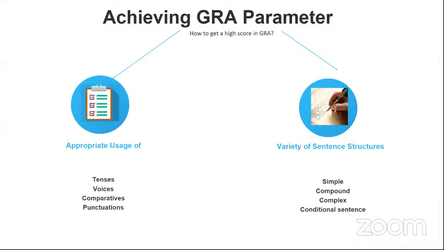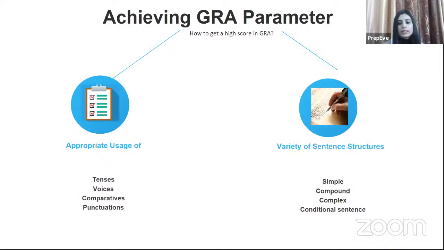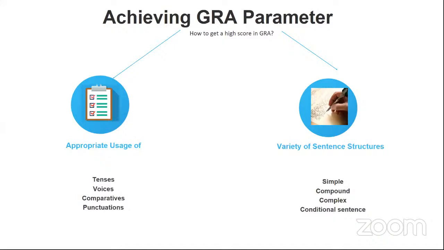What do you mean by conditional sentences? Conditional sentences are if and then sentences. So you are creating a condition in those sentences. So if A happens, then B will happen. Okay. So if it rains, then I will not go to play. Okay, got it. Yeah, so if and then sentences.